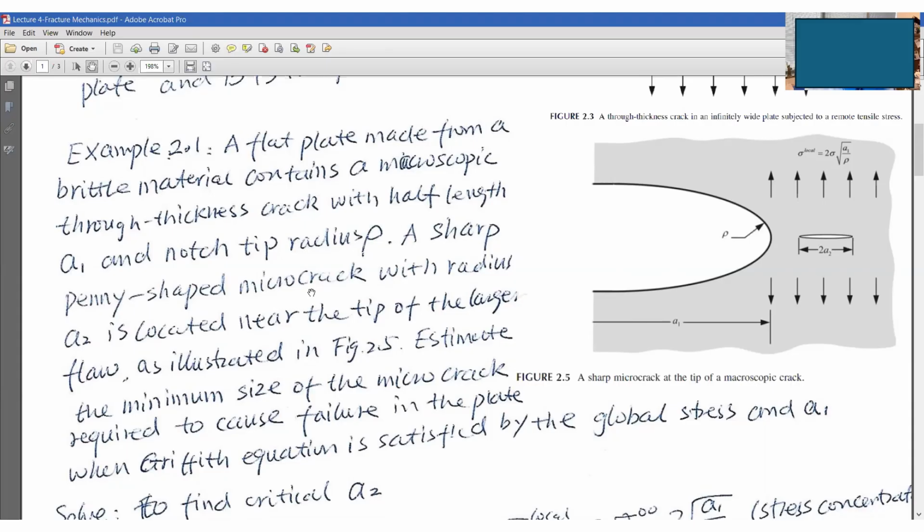A sharp penny-shaped microcrack with radius A2 is located near the tip of the larger flaw, as illustrated in this figure. This radius is A2, so this one would be the diameter, which is why the other is called 2A1. Our task is to estimate the minimum size of the microcrack required to cause failure in the plate, when the Griffith equation is satisfied by the global stress and A1. This is the critical condition, right?